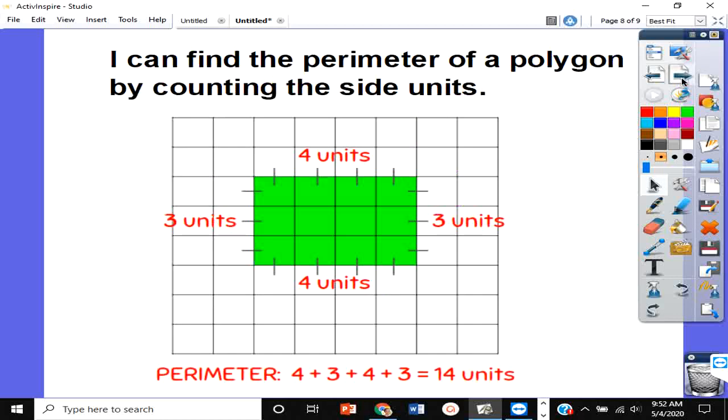So let's just go ahead and review and make sure that we have accomplished our goal for today. Our goal for today was to find the perimeter or the distance around a shape or a polygon by counting the side units. Do you think we've accomplished our goal for today? If you said yes, then I would agree.